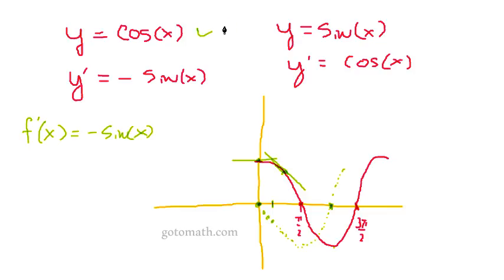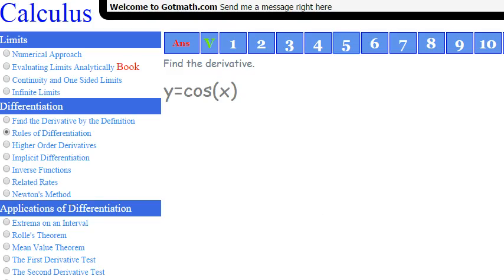But in this particular problem, we need to memorize that the derivative of cosine x is negative sine x. All right, negative sine x. And there it is. All right, so go to 5, click, click, click, practice.